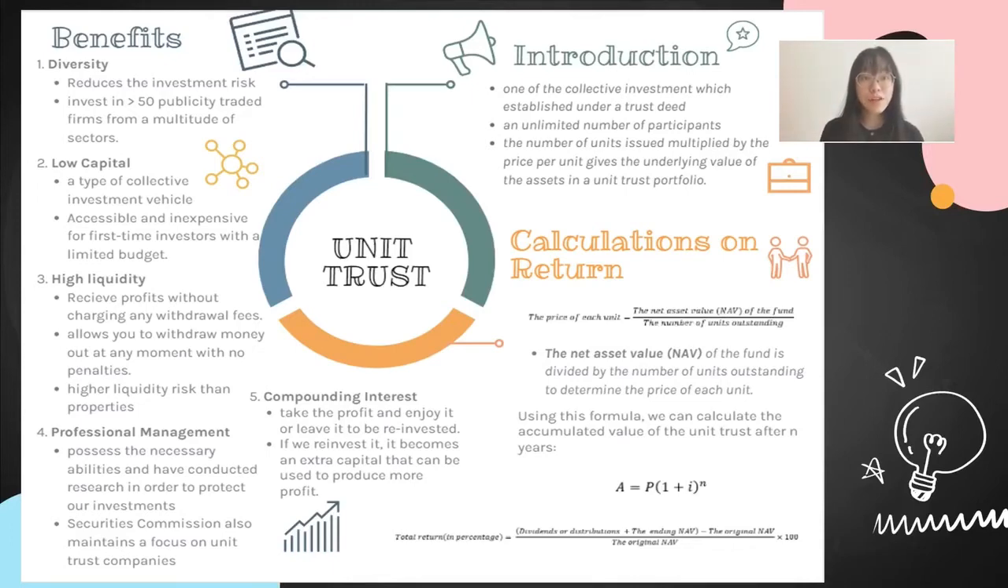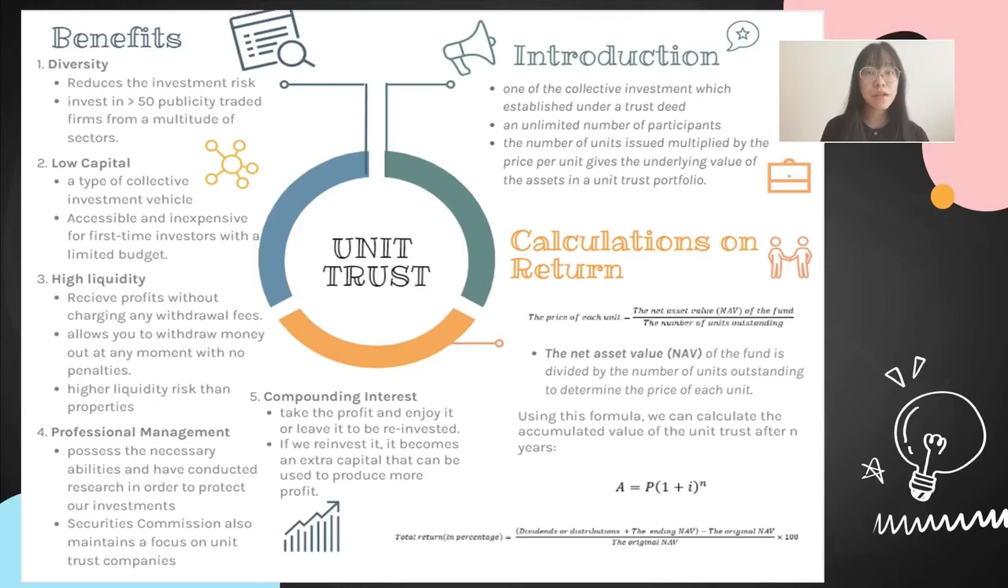Next is the benefit of unit trust. The main benefit of unit trust is diversification. Diversification helps to reduce the investment risk. Unit trust funds invest in more than 50 publicly traded firms from a multitude of sectors including consumer goods, oil, palm oil, health, and communication.